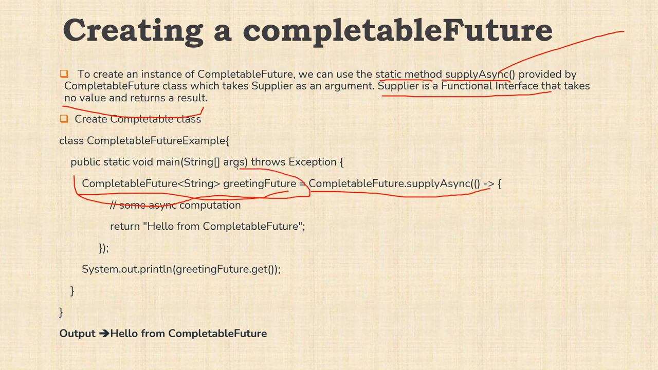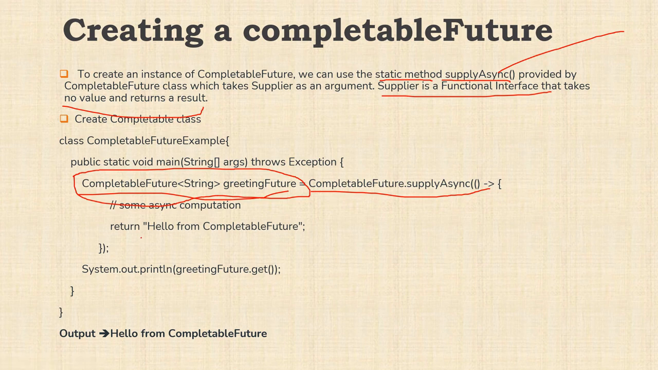So Future is also a way to do asynchronous programming, and CompletableFuture is also a way to do asynchronous programming. But there is some problem in the Future interface, and there are some advantages in CompletableFuture. So basically we try to use CompletableFuture instead of the Future interface. So this is the way by which we can do it.